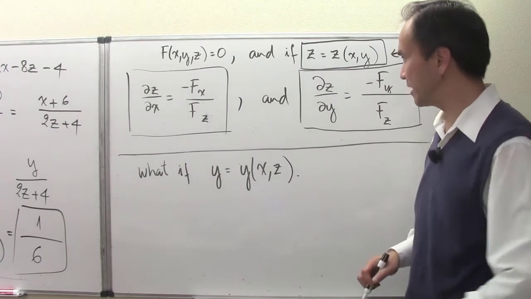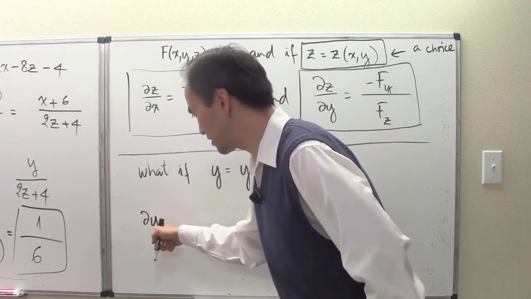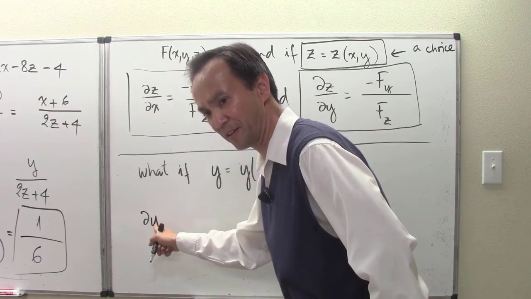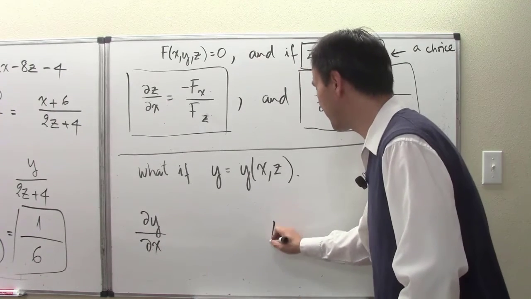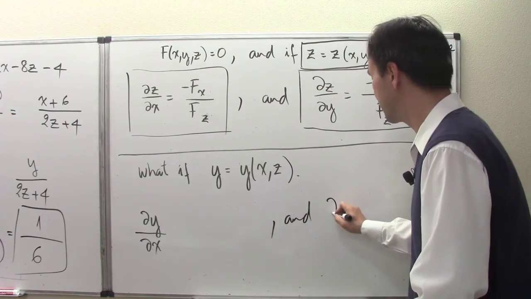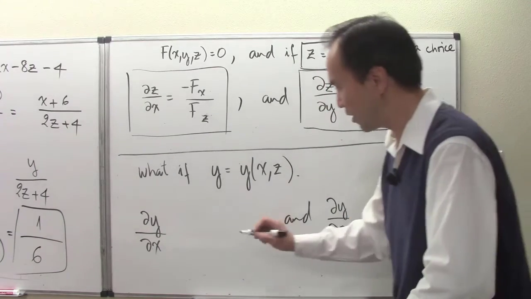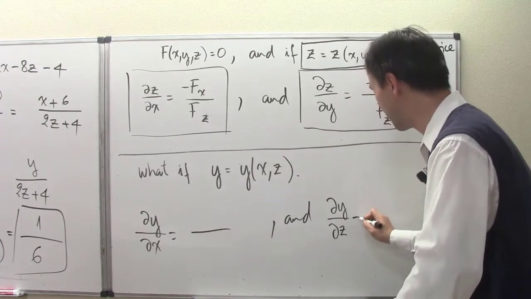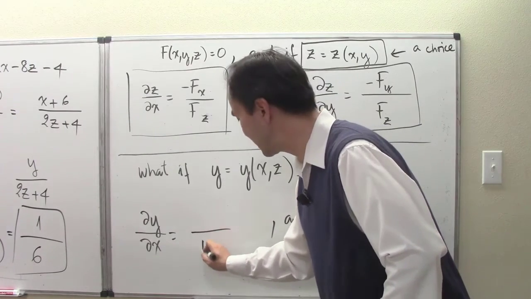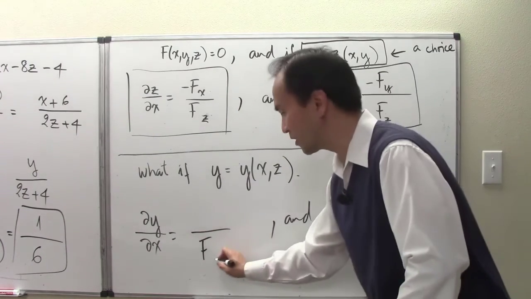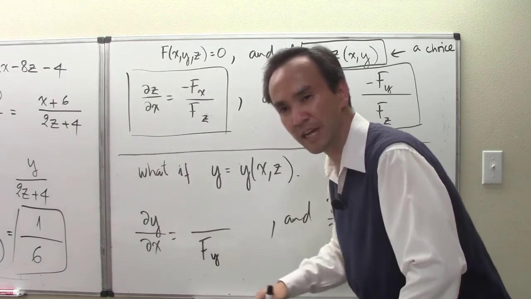In that way, yes, we can find 2 partial derivatives, but now y is the implicit function. So dy/dx, and correspondingly we can find dy/dz. So now, easiest to remember, this time the one that goes in the denominator has to be capital F sub y, because it corresponds to the variable being in the role of the implicit function.